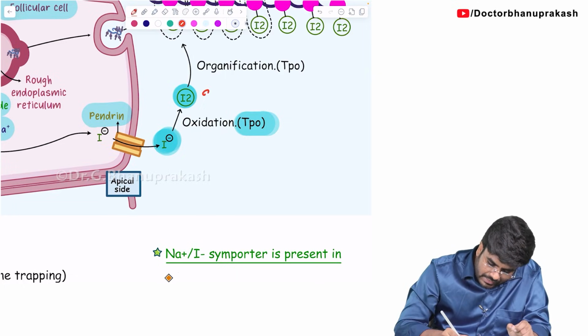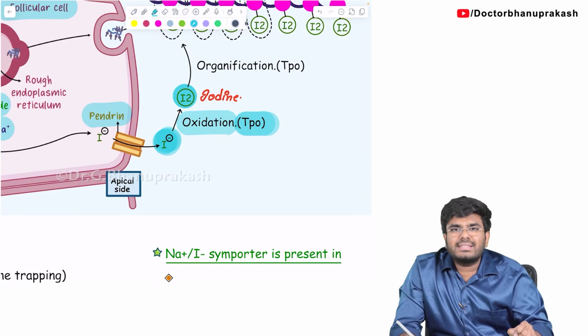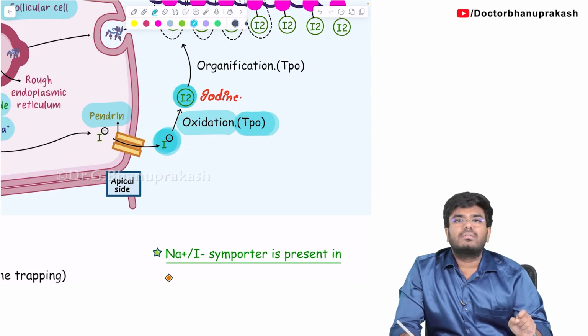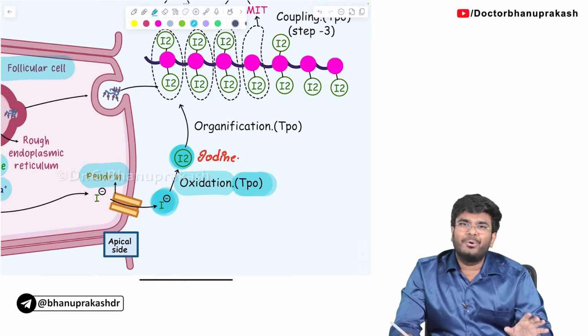The iodide is converted into iodine. So this process is called as what? Oxidation. Okay. Now tell me, what is the enzyme that is helping in the process of oxidation? Thyroid peroxidase. So now tell me, we are having a good hero.